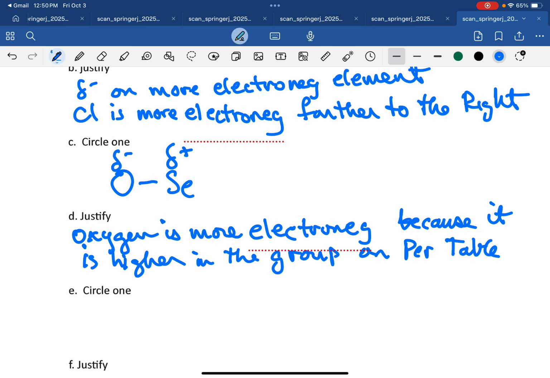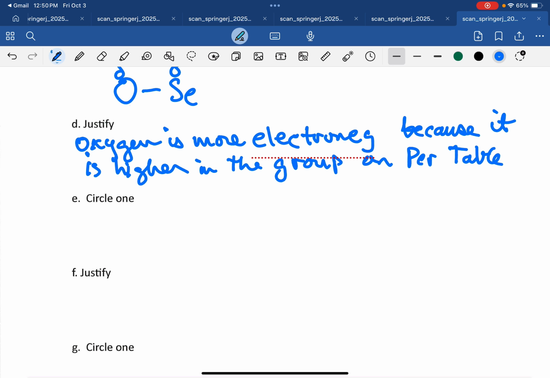Remember, we can only do that because in the directions or in the question it says you can justify using periodic trends. We can use the periodic trend on this one. Most of the time they don't let us do that.